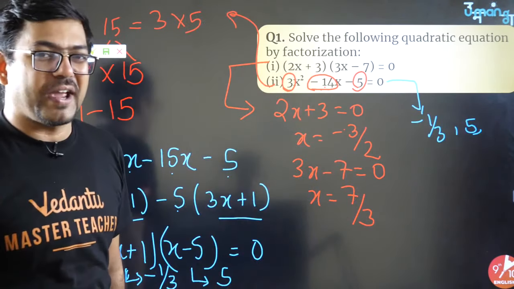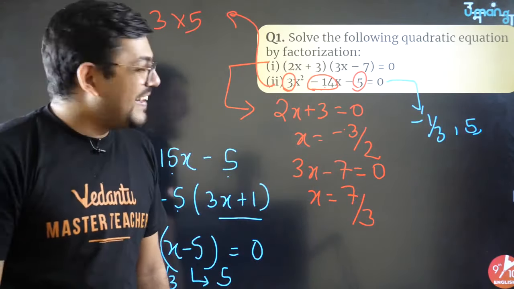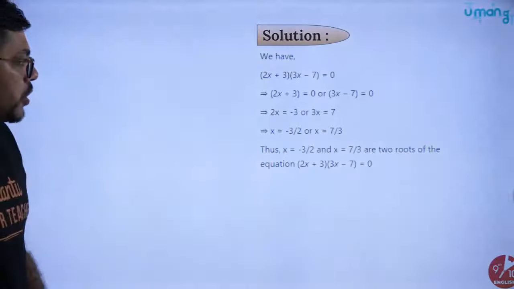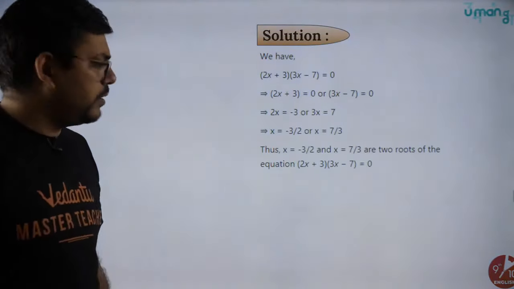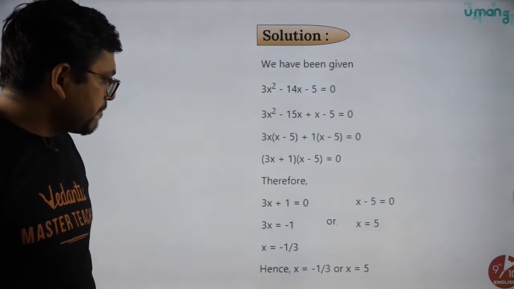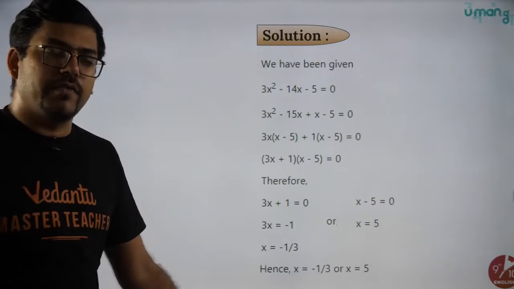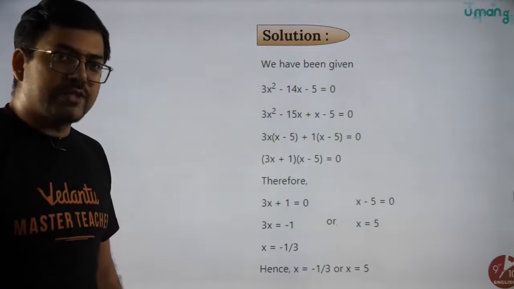Okay, let me show you the solution as well. Here we go. So the first one is minus 3 by 2 and 7 by 3, absolutely simple. And the second one is minus 1 by 3 and 5, the one which we were getting. Okay, let's move on to the next question.